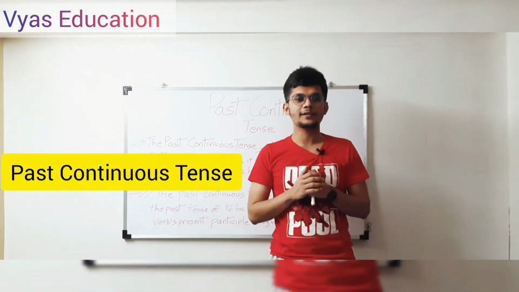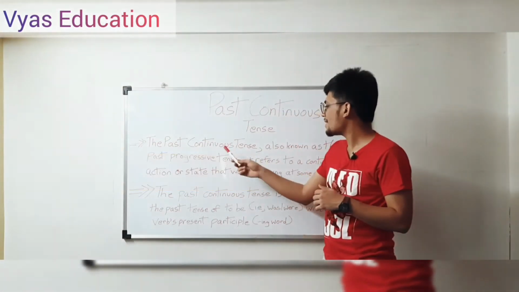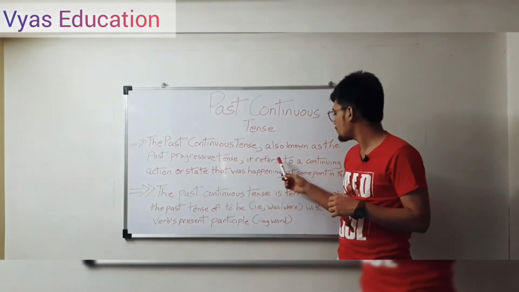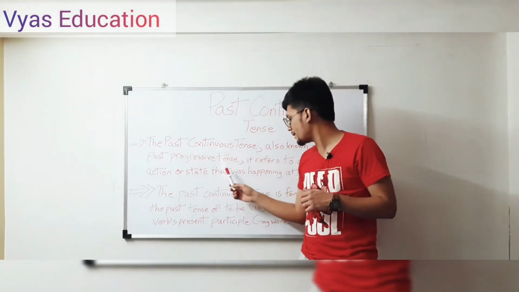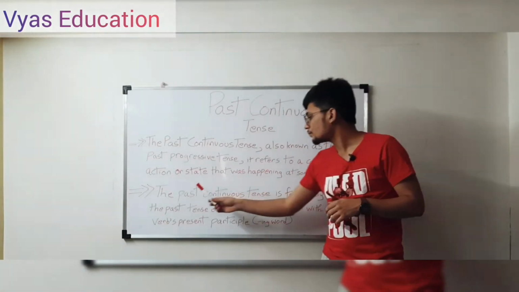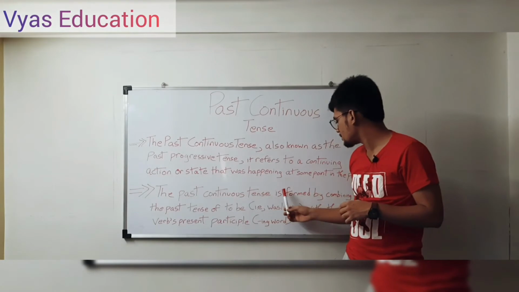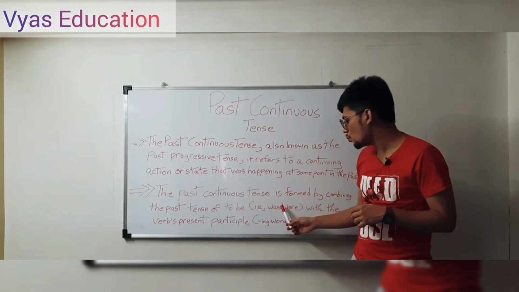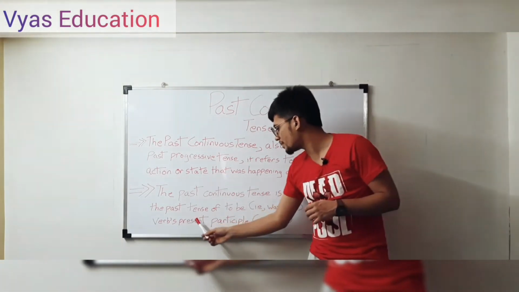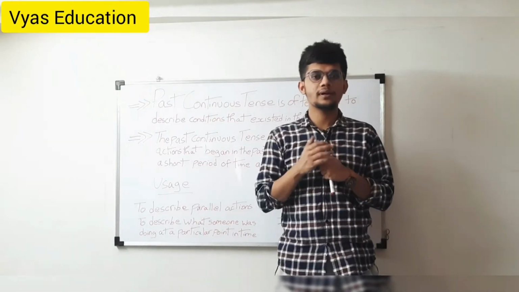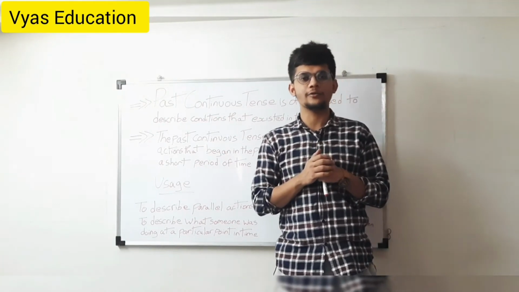Now let's learn past continuous tense. The past continuous tense, also known as the past progressive tense, refers to a continuing action or state that was happening at some point in the past. The past continuous tense is formed by combining the past tense of to be, that is, was/were, with the verb's present participle, the -ing word. Let's look at some more examples and usages of past continuous tense.